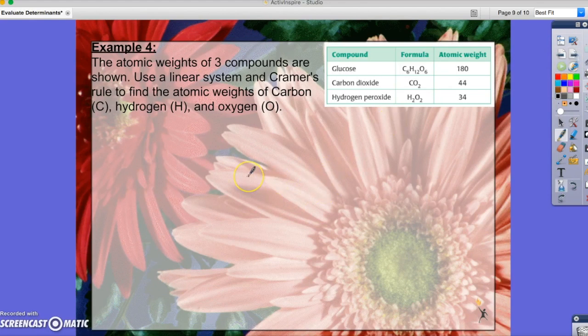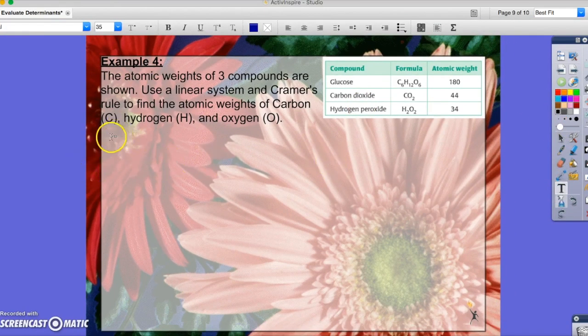All right. Here's a common real life example with 3 by 3. And like I said, you're just going to have to look at your notes to do this. Atomic weights of 3 compounds are shown. Use a linear system and Cramer's rule to find the atomic weights of carbon, hydrogen, and oxygen. So I'm giving you a chemistry problem. All right, well, we're going to start off by writing the equations because I don't give you that.